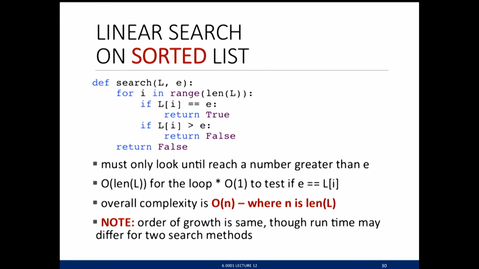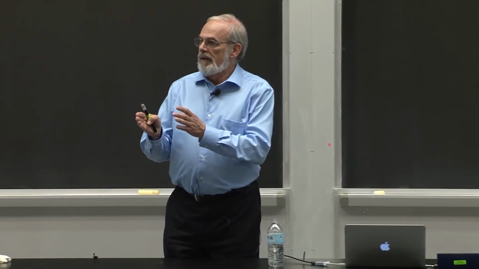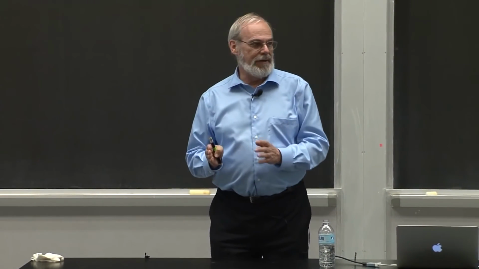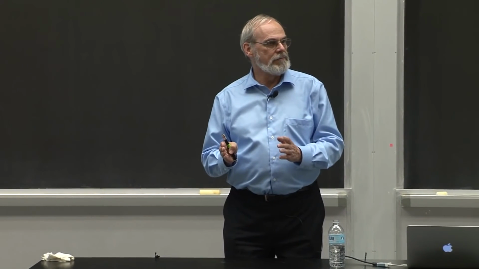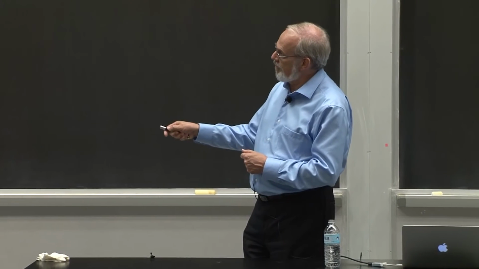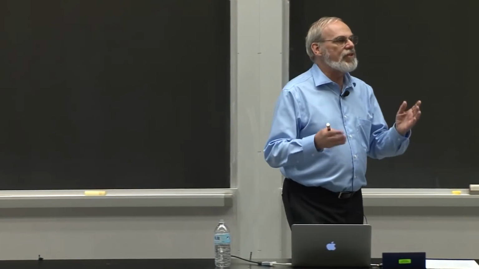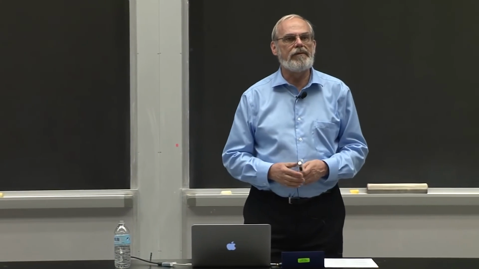So I only have to look until I get to a point where the thing in the list is bigger than what I'm looking for. It's the order of growth here. Again, the average time behavior will be faster. But the order of growth is I've got to do order of length of the list to go through the loop, order of 1 to do the test, and in the worst case, again, I still have to go through the entire list.